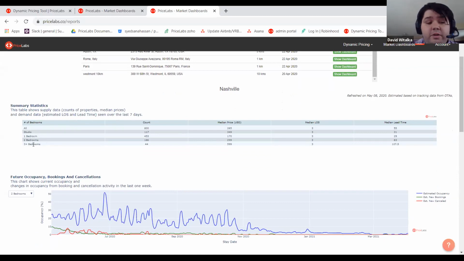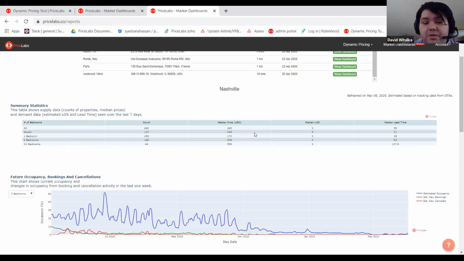For your own market, you might see slightly different bedroom categories. We just break them down into sizable bins. So you might see 4 to 5 bedrooms, 7+. It all depends on your own market. Here you can see the count in each category. So here are the 800 listings in all, 117 studio listings, 453 1 bedroom, 186 2 bedrooms, and 44 3 bedrooms plus.